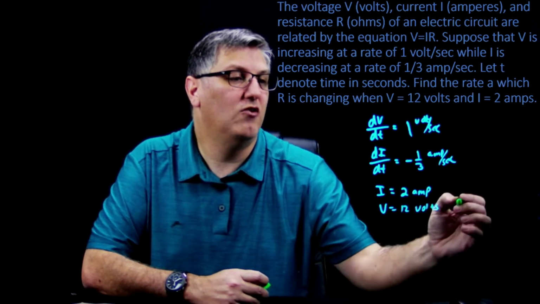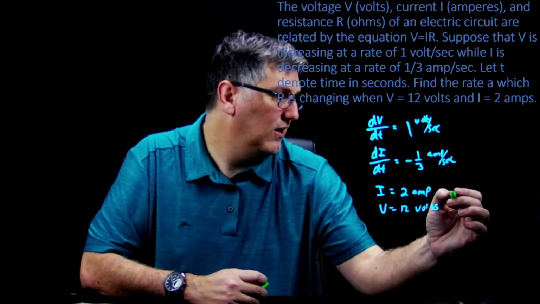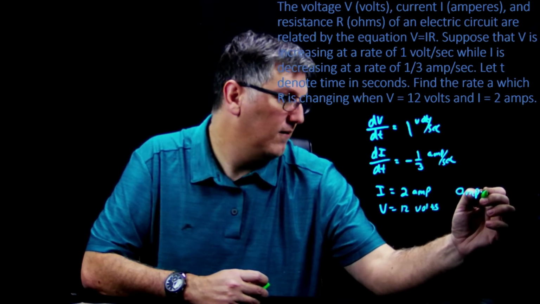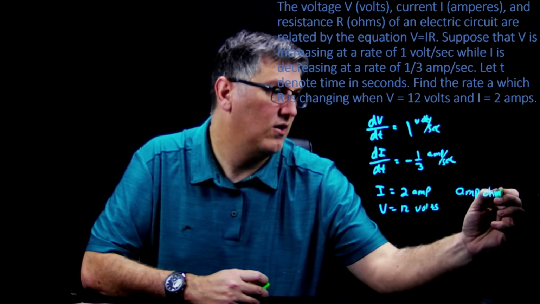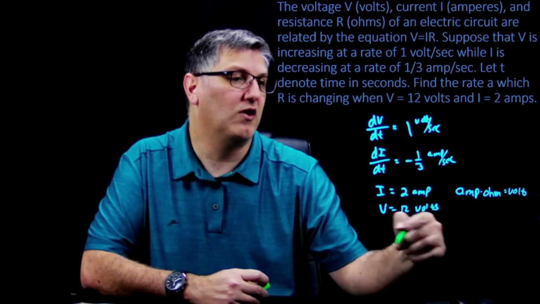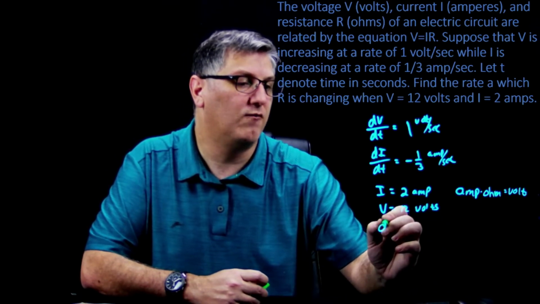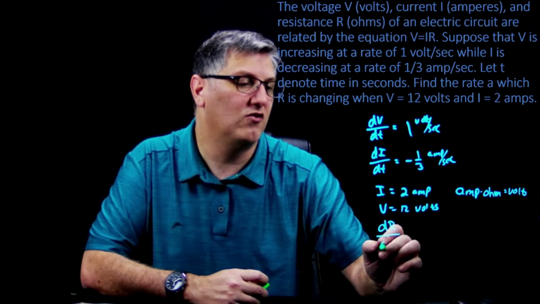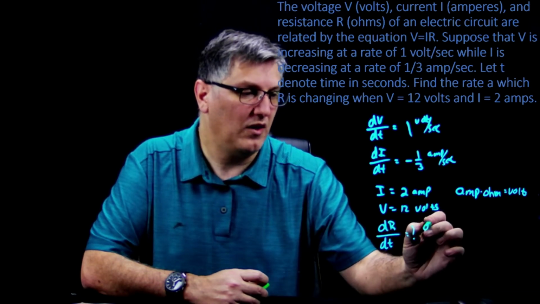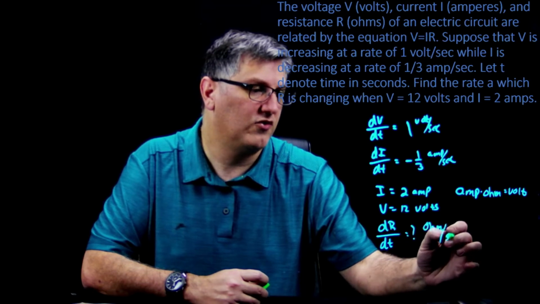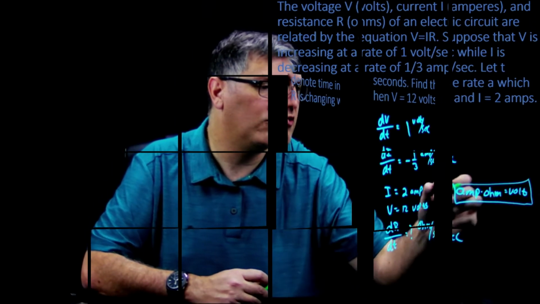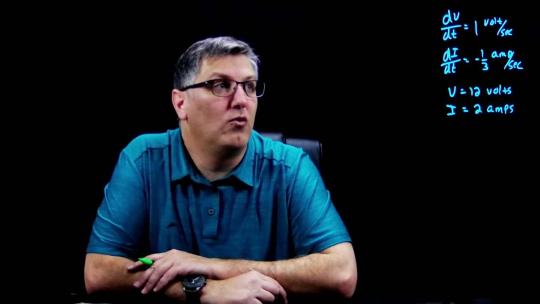One thing you may need to know for this equation is that an amp times an ohm is a volt. So our units will actually work out once we're done with everything, because what we're actually looking for is my change in my resistance over time. It is going to be an ohm per second. Once everything works out, you'd have to know this to be able to deal with your units. All right, so let's work this problem.